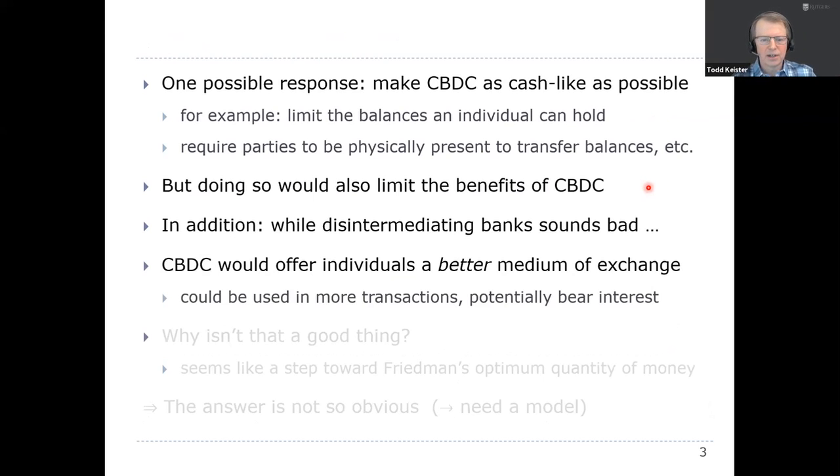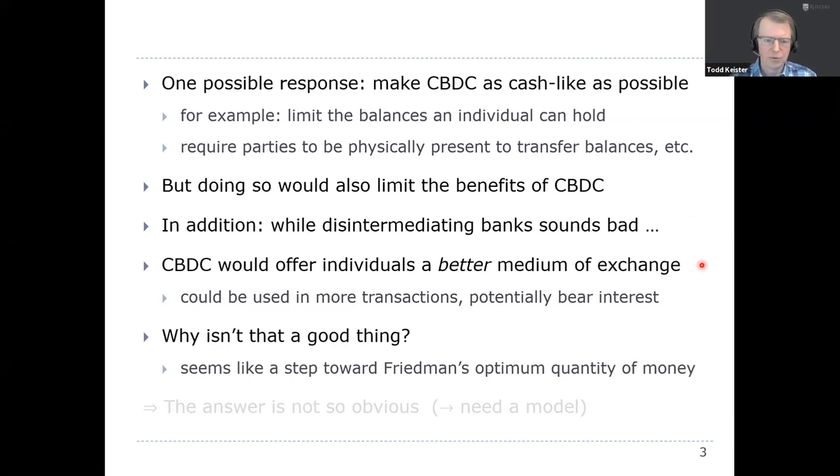And in addition, when you think about the central bank disintermediating private banks, well, that sounds bad. But another way to think about this issue is to just say, well, wait, the central bank's just offering a medium of exchange that is improved over physical currency in some dimensions. It can be used in a wider range of circumstances, including maybe online transactions. It can potentially bear interest. And what could be wrong when you think about it that way? What could be wrong with the central bank offering a better medium of exchange? In fact, it seems precisely like a step towards Milton Friedman's optimal quantity of money, which seems like it should be a positive thing.